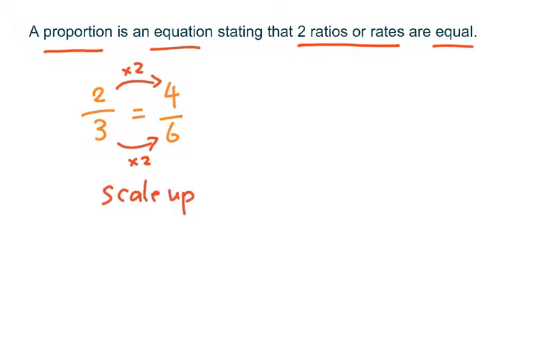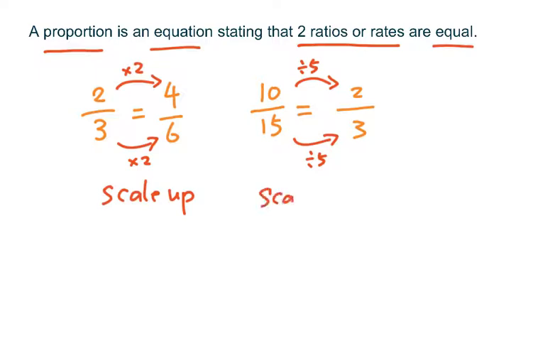Another example is when we scale down. So another proportion would be, let's say, 10 over 15. We can scale it down by simplifying this ratio. So the GCF of 10 and 15 is 5. And I can divide both numerator and denominator by 5. That gives me 2 over 3. So as you see, this is an example of scaling down.